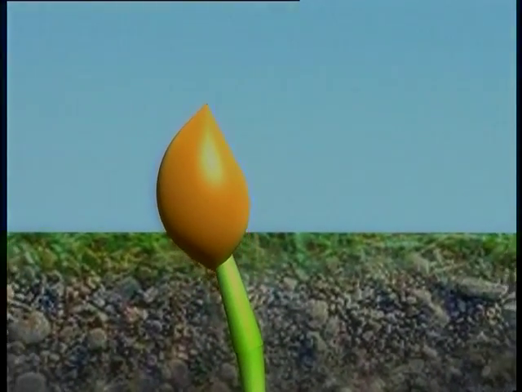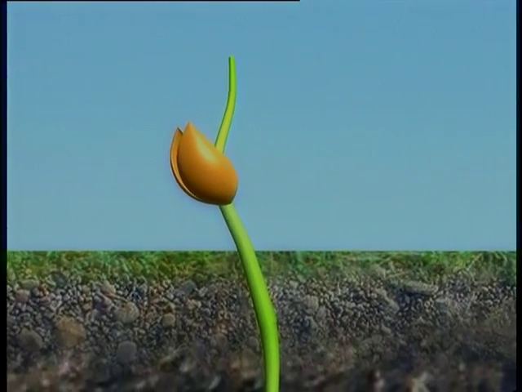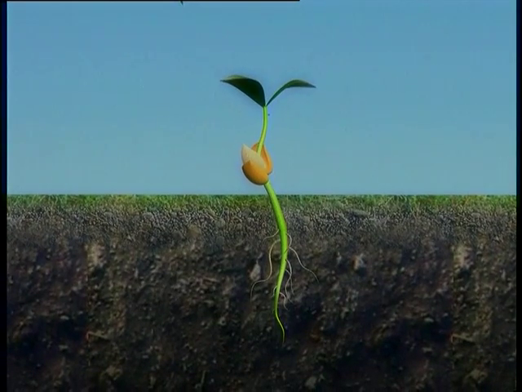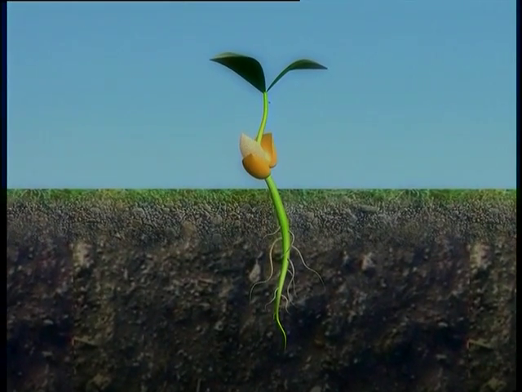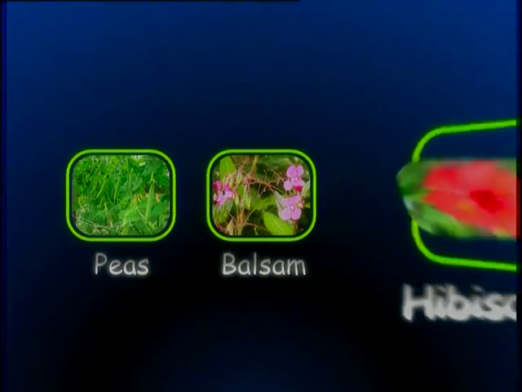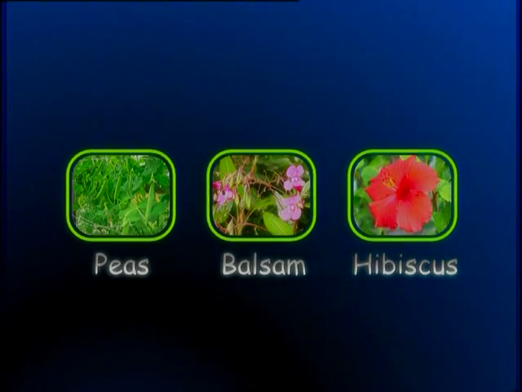Dicotyledons are plants with seeds that have two large starch-filled cotyledons. It is used by the seed in germination. Examples of dicotyledons are peas, balsam, and hibiscus.